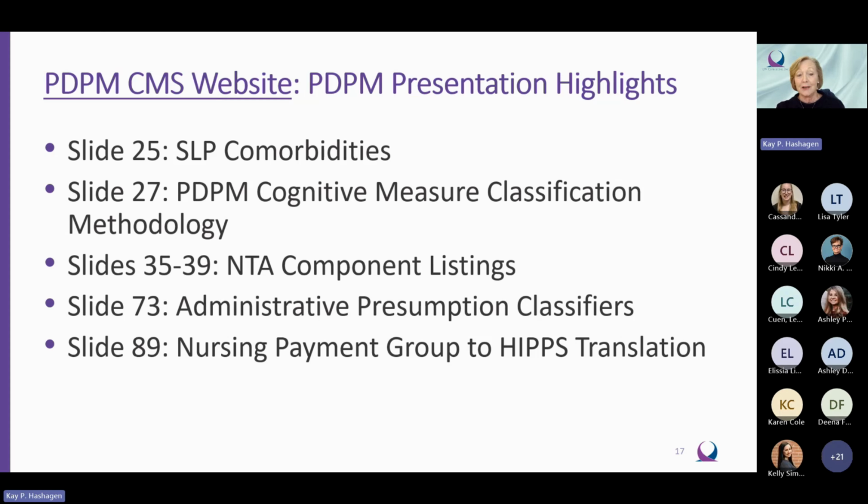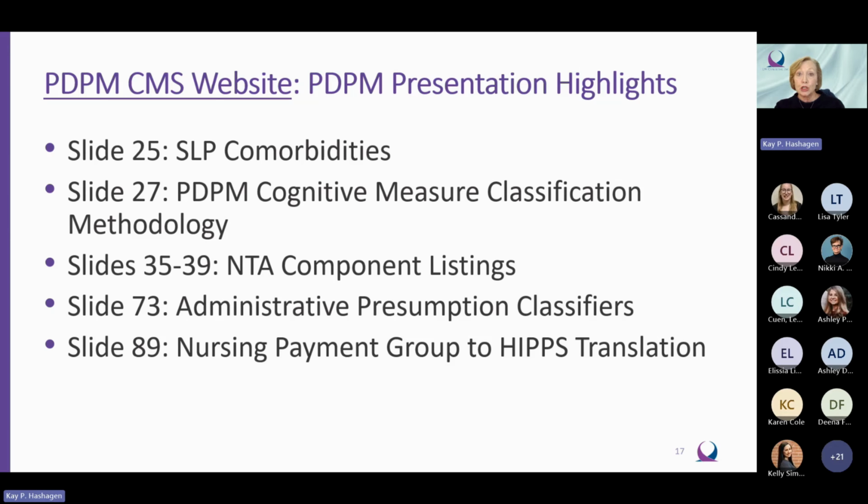So slide 25, I printed out those speech comorbidities. Sometimes I have to go back and take a look at them. Slide 27 is the PDPM cognitive measure classification. That can give you and your team a clear view of where the categories are for cognitively intact or whether there's any impairment. Slides 35 to 39 is a really great list of the 50 conditions and diagnoses that will give you points, and it shows on there also where on the MDS they're coded.